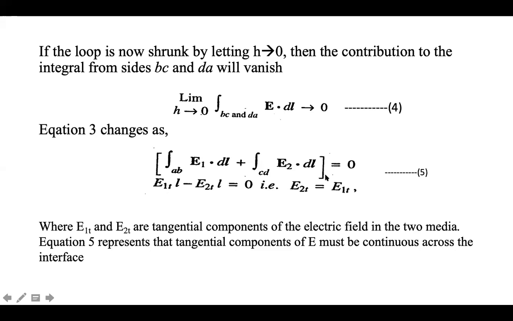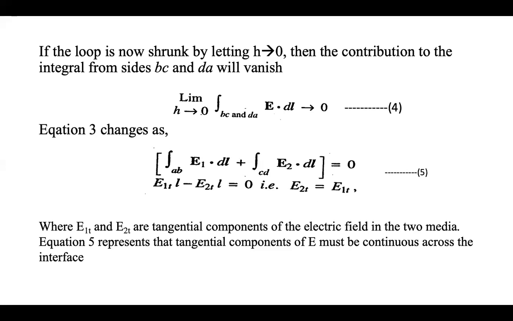So what is this? In the last session, we saw that if D1 was equal to D2, or D1 minus D2 is equal to 0, we called it continuous.